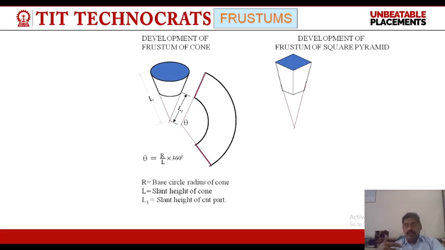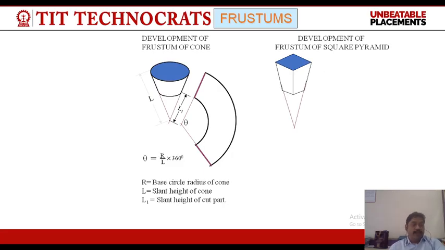Some double curve or triple curve surfaces cannot be accurately developed, like ellipse, sphere, paraboloid, hyperboloid, and helical. These cannot be accurately developed.